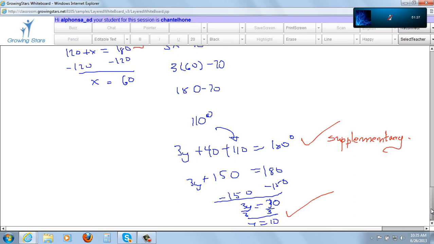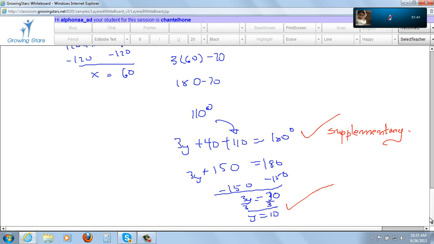Okay. So I think this page is over. Save screen. Okay. Save. Save. Okay.